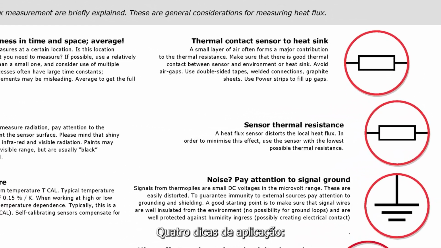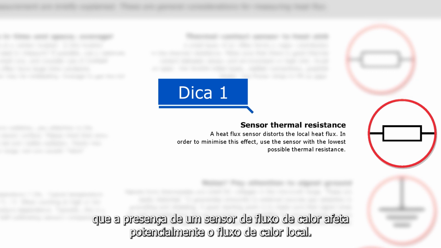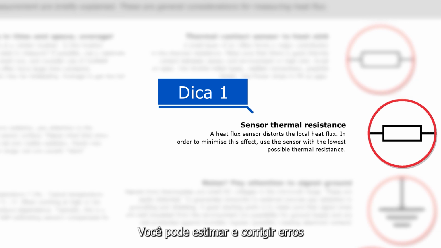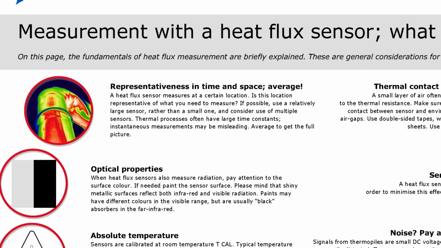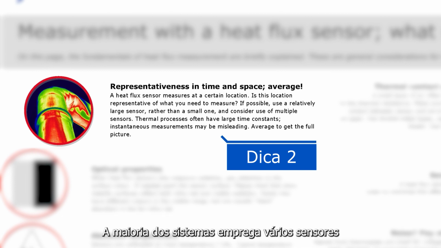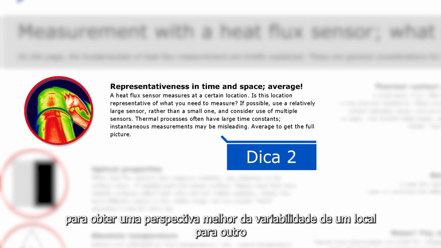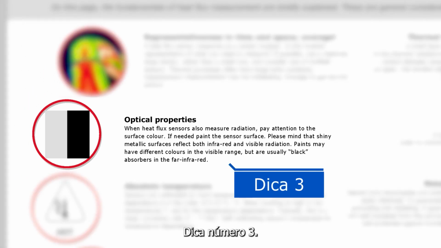Four application tips. Tip number 1. When setting up a measurement, you should realize that the presence of a heat flux sensor potentially affects the local heat flux. You can estimate and correct for errors or accept a certain measurement uncertainty. Tip number 2. Also be aware that heat flux sensors measure locally. Most systems employ multiple sensors to get a better picture of the variability from one location to the other and to create some redundancy.